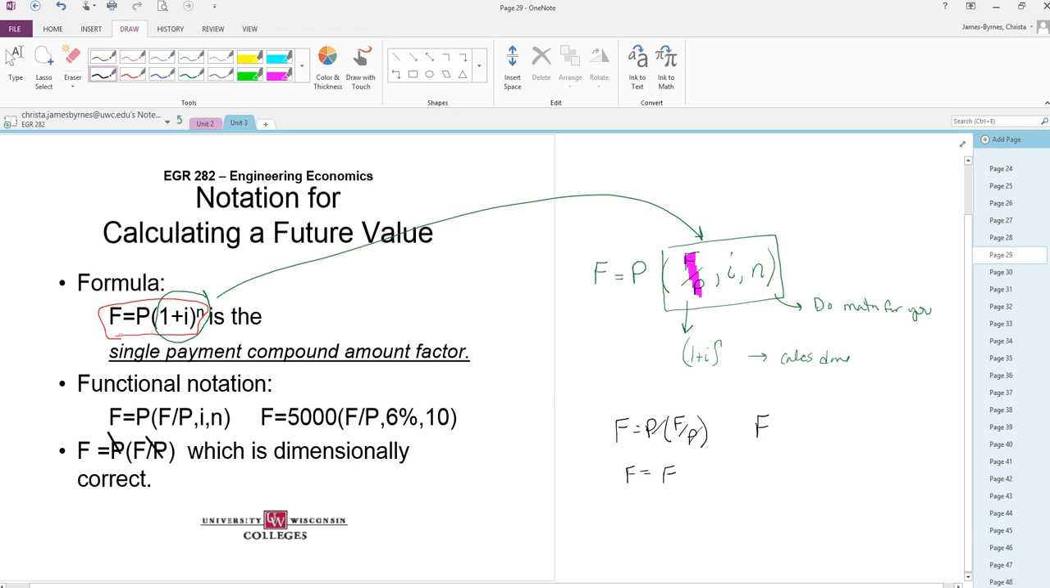If you flipped it, if you said F is equal to P times P over F, you're going to get F is equal to P squared over F. That doesn't make any sense, right? So that's my way of remembering. Or just say, I want to find a future given a present.